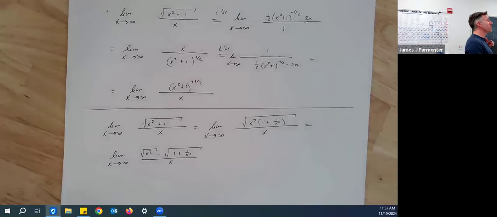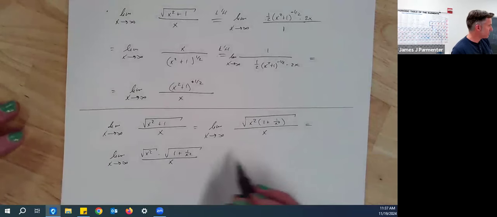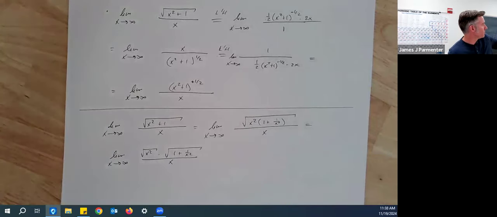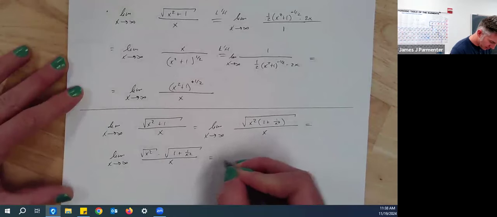But if we were doing the limit as x goes to negative infinity, then this absolute value of x, if you can come in, would be negative x. It's right there, Maria. Oh.